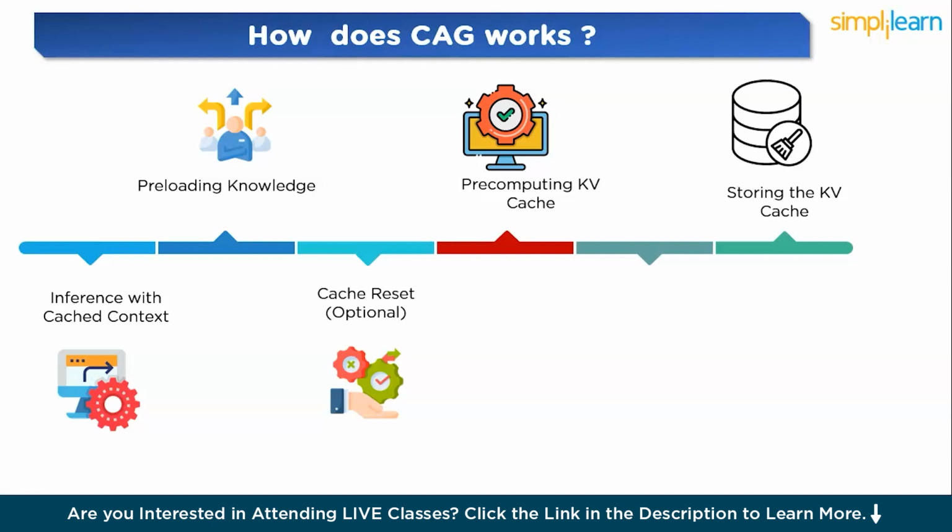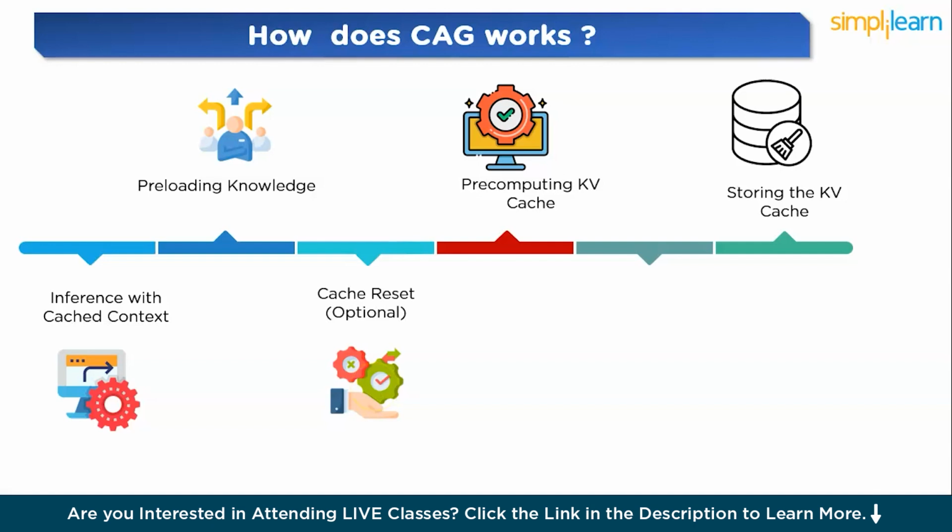Then here is streamlined inference. So when a user asks a question, the model can quickly reference the relevant knowledge which is already stored in its cache, allowing it to generate a response without waiting for any external retrieval. So you could see we have mentioned preloading knowledge is required, then pre-computing happens, then storing the key-value cache, then we take the inference, and you can also do the cache reset, which is optional.